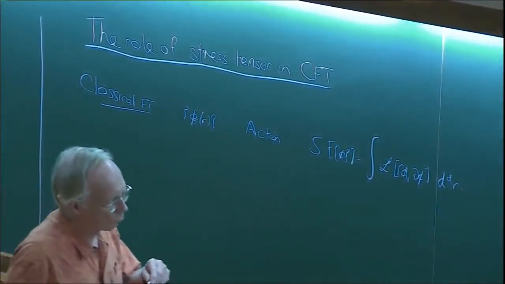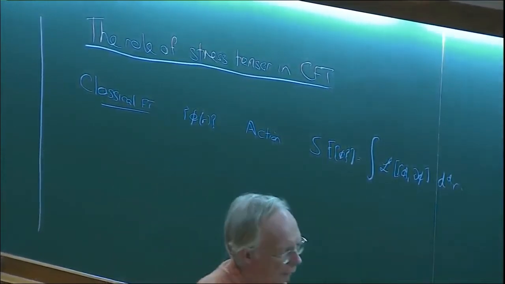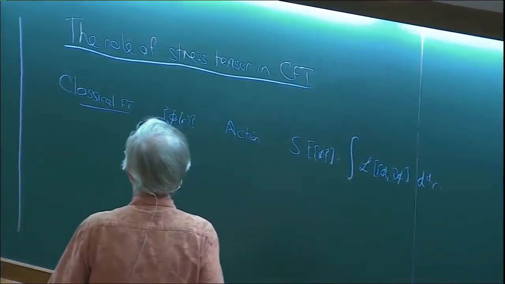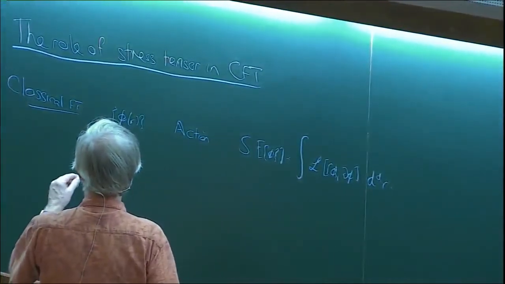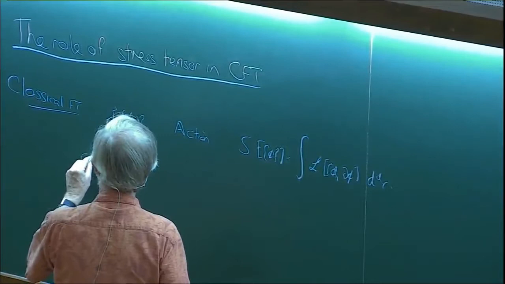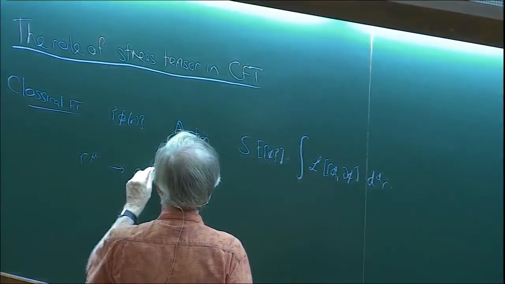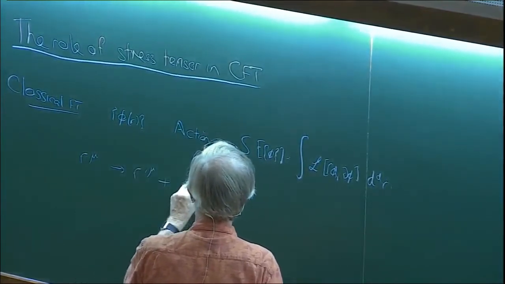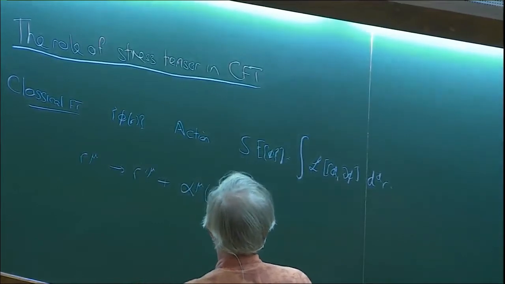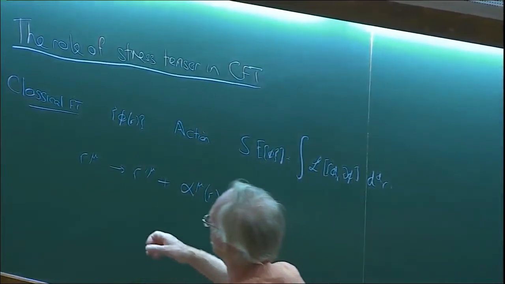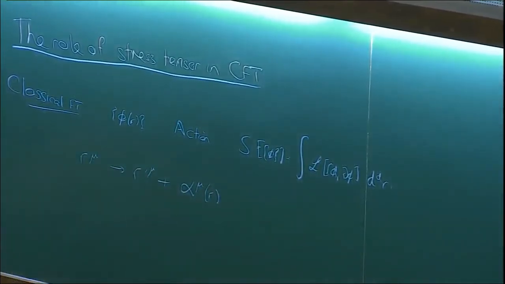So remember, we were talking earlier about how we can think of conformal mappings as being a special kind of infinitesimal coordinate transformation where we take our coordinates, which are r_mu, and transform them: r_mu goes to r_mu prime, plus some infinitesimal change, alpha_mu of r. Okay?